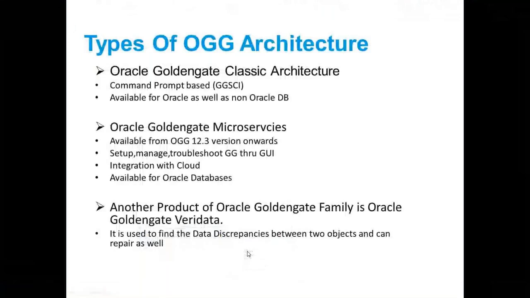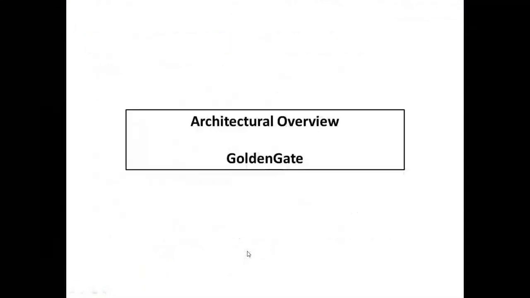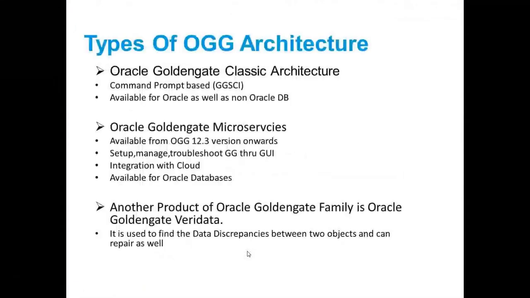Okay, so now let us talk about architecture, different types of architectures available with Oracle GoldenGate. As I mentioned at the start of the session, this is a 7-week learning classic architecture training. So what does classic architecture mean? There are two types of architecture available in GoldenGate. One is classic, the second is microservices architecture. Many of you may already know about it, but still I'll cover this part.